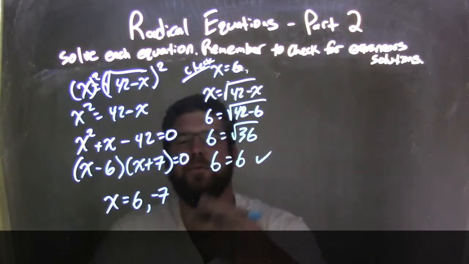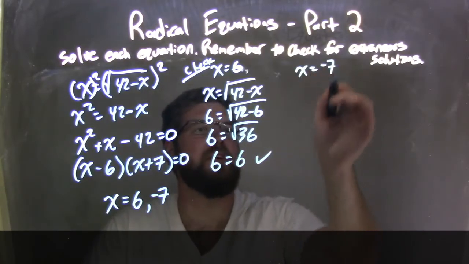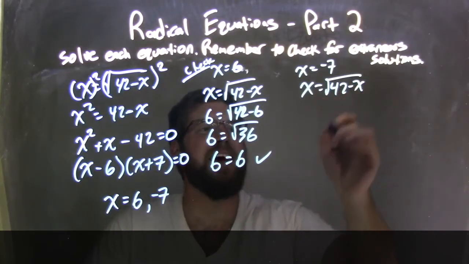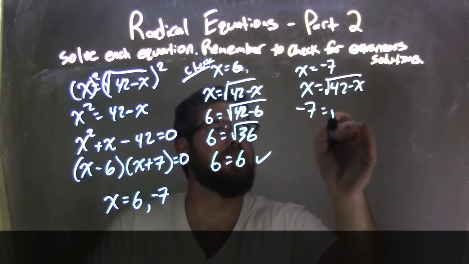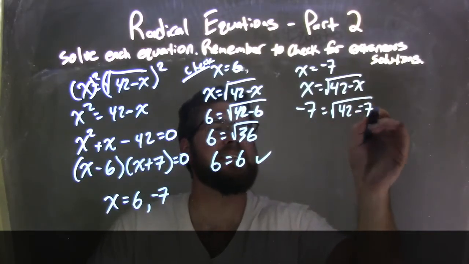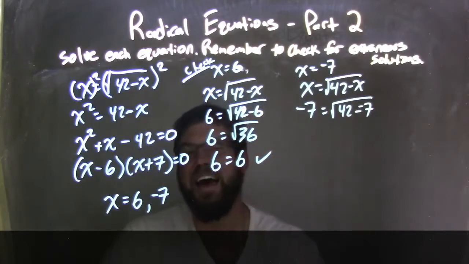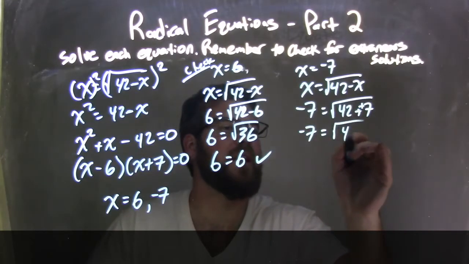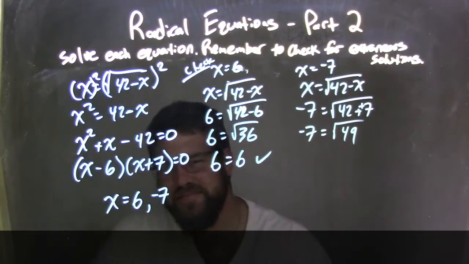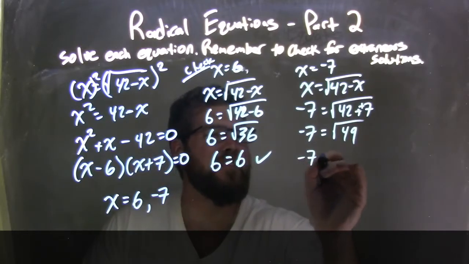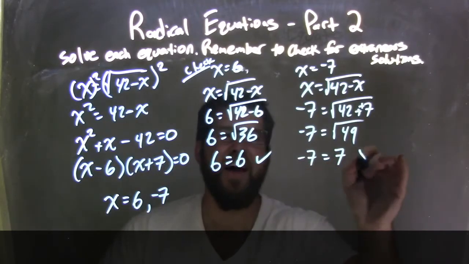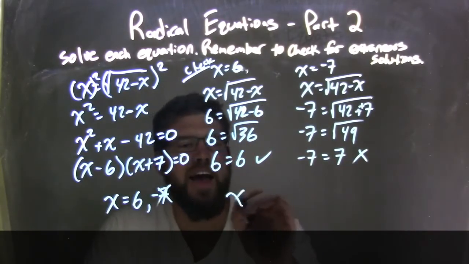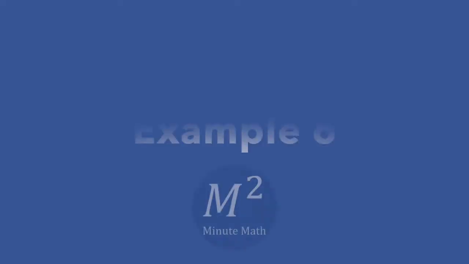Let's go try x equals negative 7. So x equals the square root of 42 minus x. Let's plug negative 7 in. I have 42 minus a negative 7. Well, 42 minus a negative 7 is like adding a positive 7. So that ends up being negative 7 equals the square root of 49. Square root of 49 kind of looks promising, but not really, because we have negative 7 equals a positive 7. That is not a true solution. That is extraneous. And so our only real answer here is x equals positive 6.